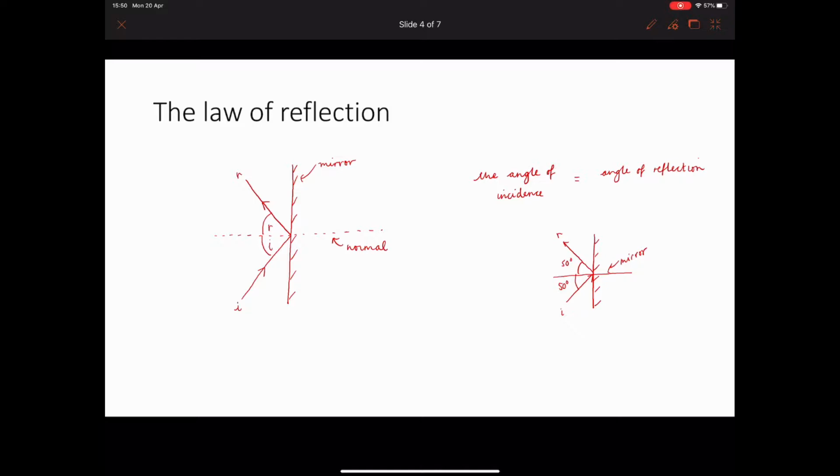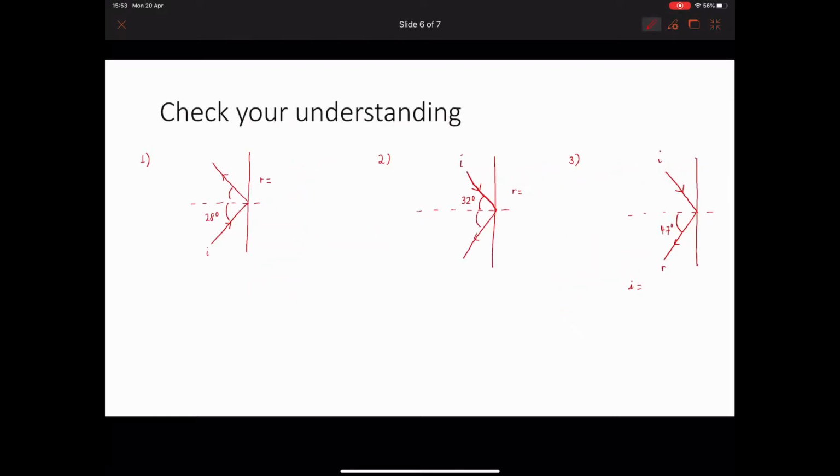You can see the attached sheet for how you would use your protractor to measure that given angle. So now it's your turn to have a little go at some questions. You can pause the video and use this time to either copy the diagrams or just try your best to answer the questions in your exercise books.